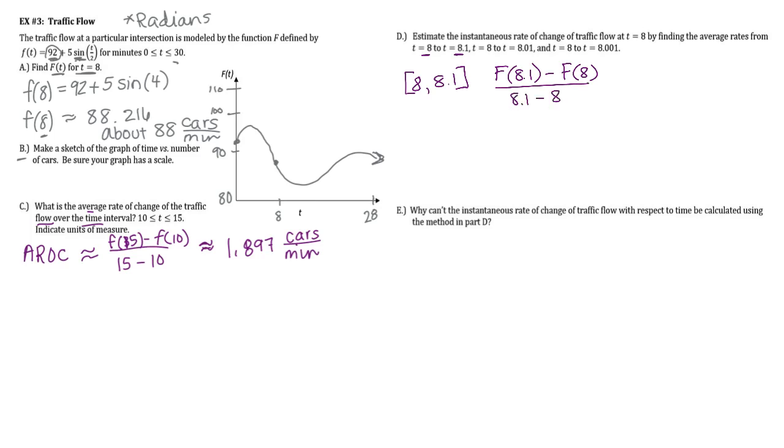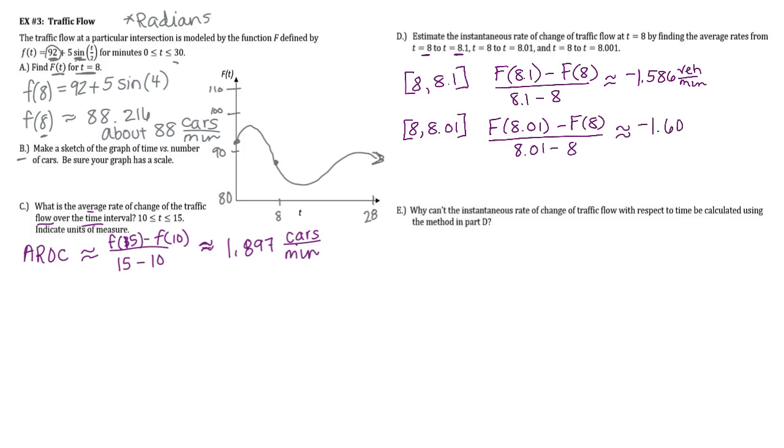And when we type that in our calculators, we're going to get about negative 1.586 vehicles or cars per minute. Okay, and then our next interval we have 8 to 8.01. So we're closing in that distance. So we have f at 8.01 minus f at 8 over 8.01 minus 8. And that's going to give us about negative 1.600 vehicles per minute.